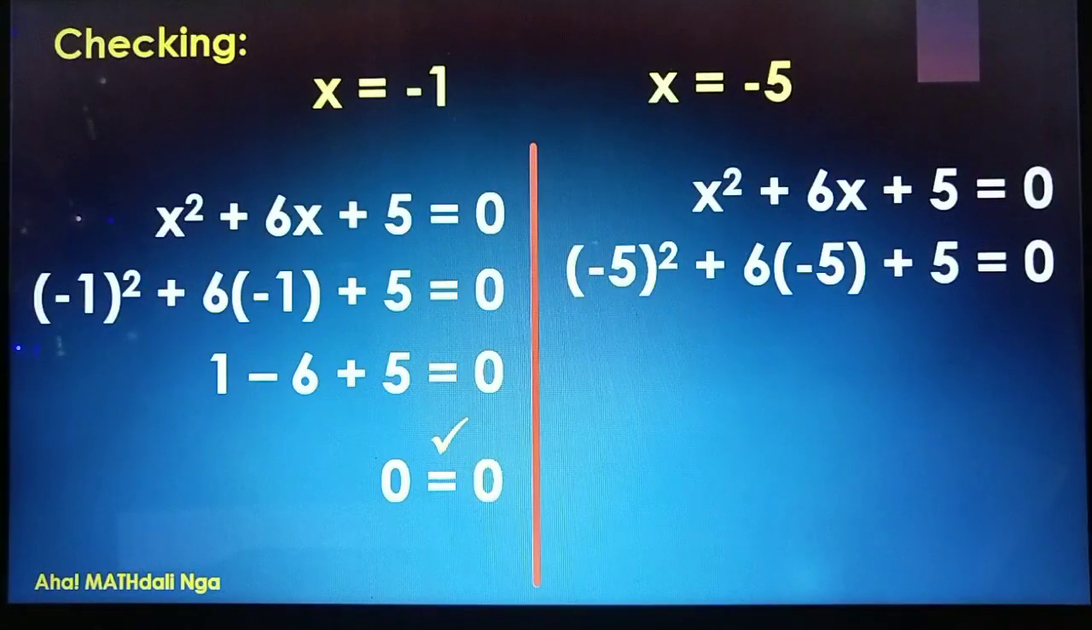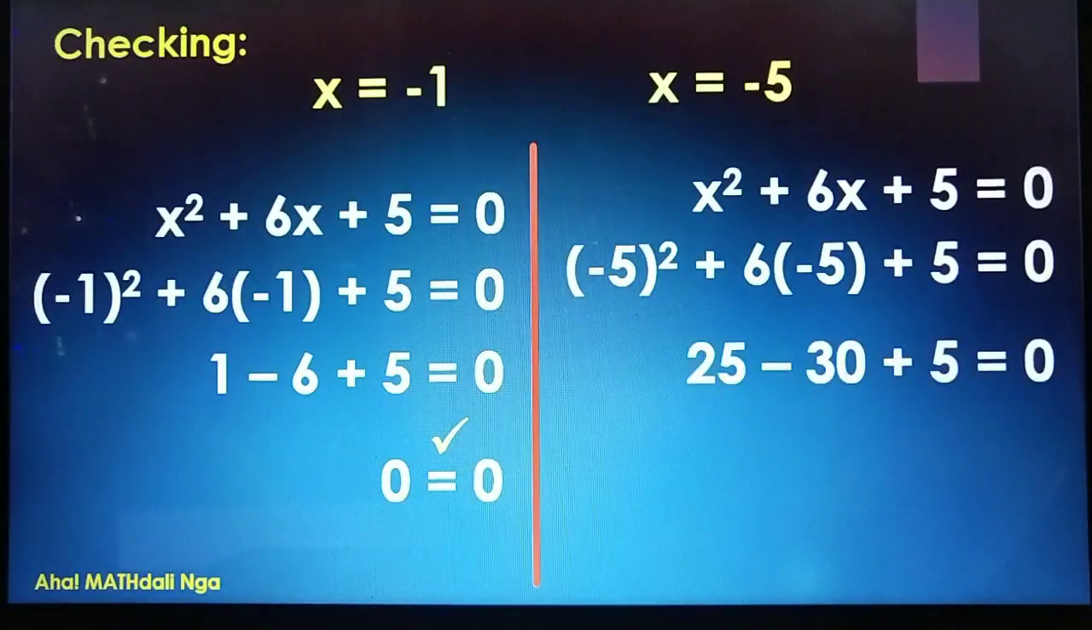The square of negative 5 is positive 25. Positive 6 times negative 5 is negative 30. Then copy positive 5 equals 0. To continue, 25 minus 30 is negative 5 plus 5, which is equal to 0. And that is true. 0 is equal to 0. So negative 5 is also one of the solutions of the given quadratic equation.